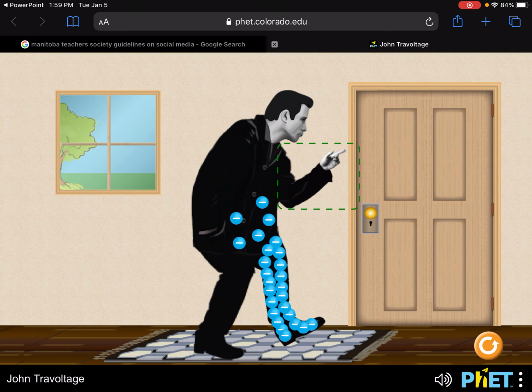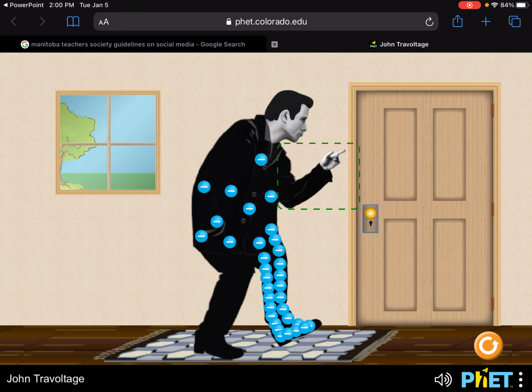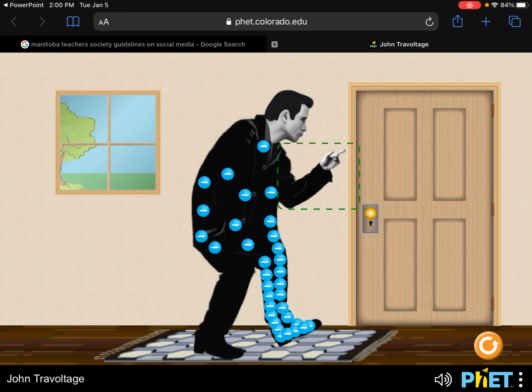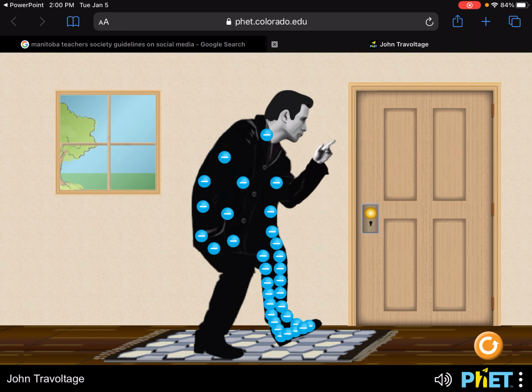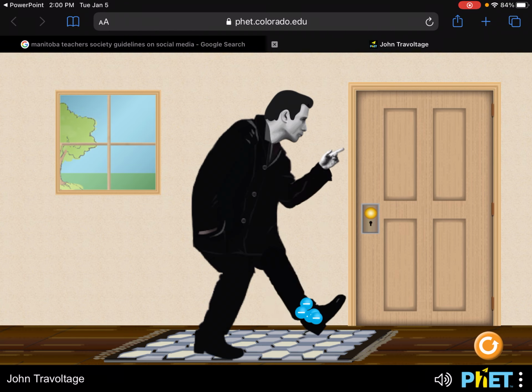Now, this static, so now he's charged, right? So he's got an extra set of electrons running all through his body. They just kind of sit there until he's able to discharge them. So watch what happens when he touches the metal door handle. And he gets a shock.